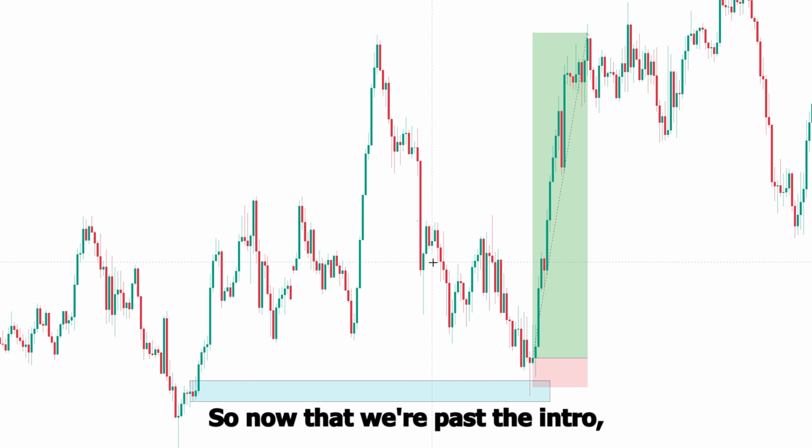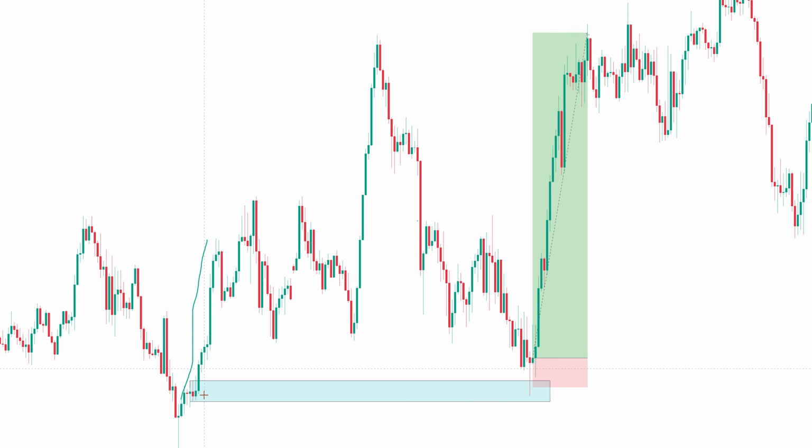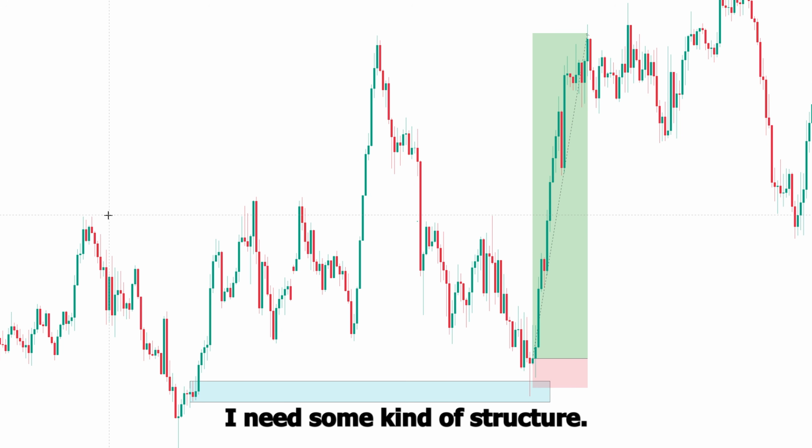Alright, so now that we're past the intro, if you already know this part, then you can just skip it to where I start identifying the setup. But if you're still a beginner to the strategy, I'm going to explain the basics of what you're actually looking for. So the first thing you need is a strong push up, which creates your imbalances in the market and my demand zone. The first bearish candle before the strong push up is going to be my demand zone. And as you can see, you just mark it out from the higher wick to the lower wick of the bearish candle.